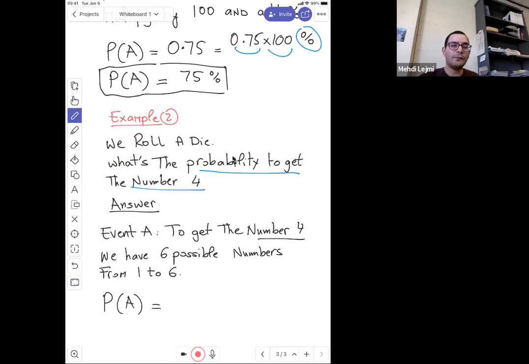So then the probability of the event A in this case, to get the number 4, that's one. Number 4 is just one number out of 6, right? So the probability of the event A here is 1 out of 6, because 6 is the size of the sample. You have 6 possible numbers, and number 4 would be just one possible number out of 6.